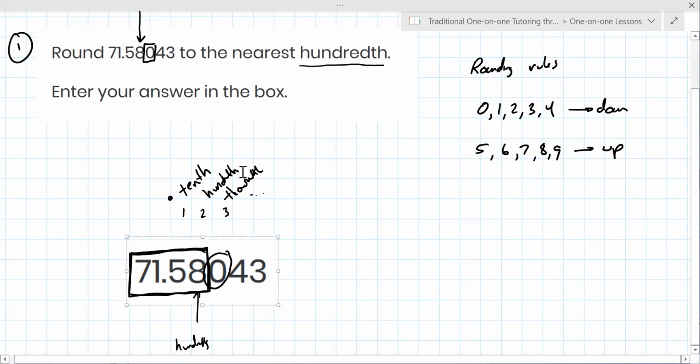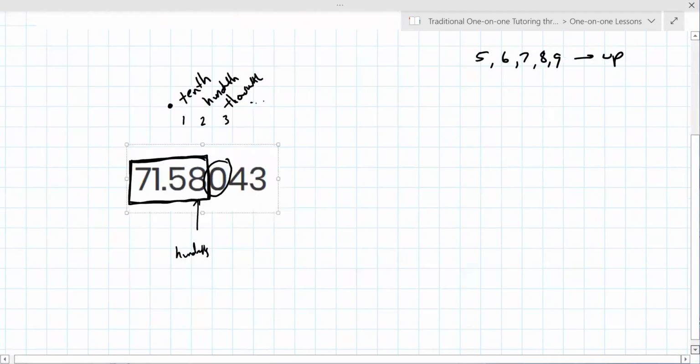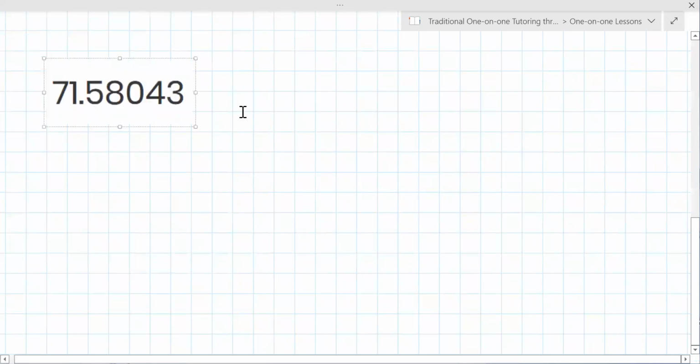Let's look at this number again. Let's say you wanted to round to the tenths place. Which digit, Zoe, is in the tenths place?